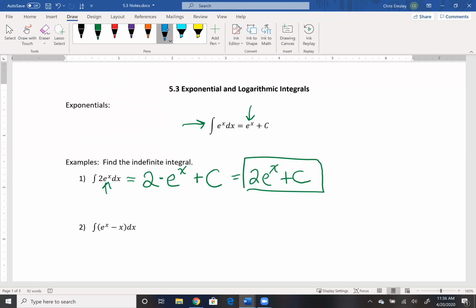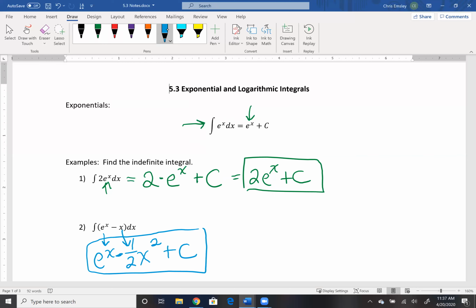Okay, and then for the next example, same idea. We just integrate term by term. So the integral of e to the x is e to the x. But then what's the integral of that x? Well, you're thinking of derivatives. Remember, integrals, we're adding to that exponent. So it becomes x squared, and we multiply by the reciprocal. Don't forget that minus sign that's in between there. So there is our integral for that one. Okay, so when it's just a basic e to the x, pretty straightforward.